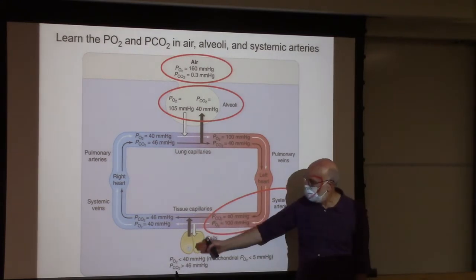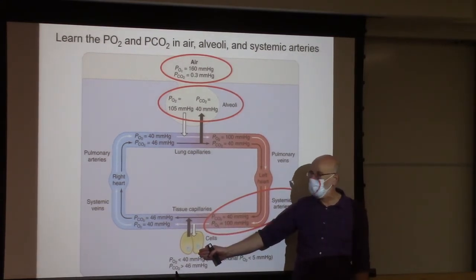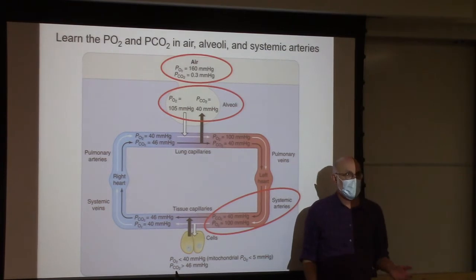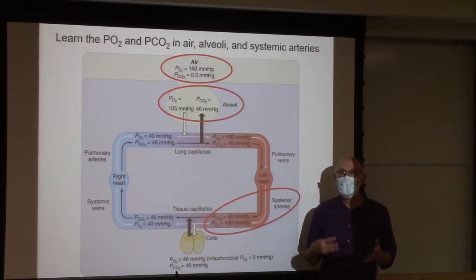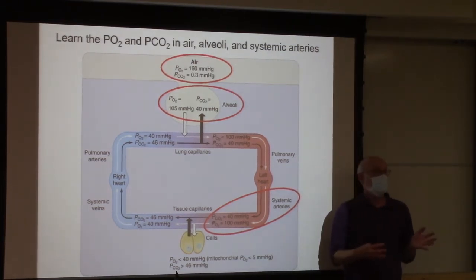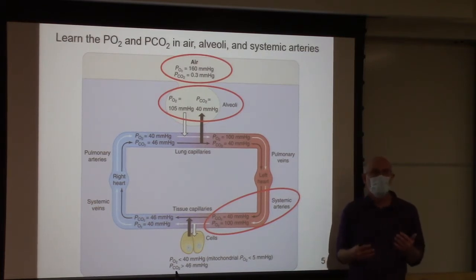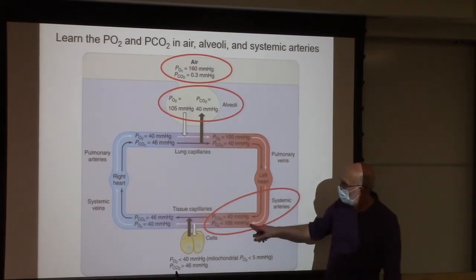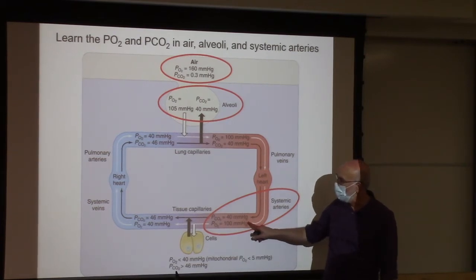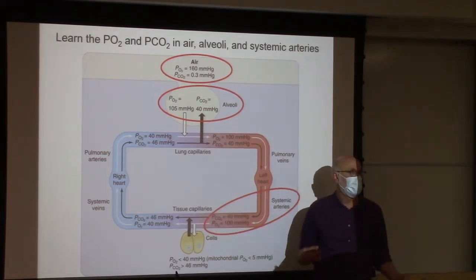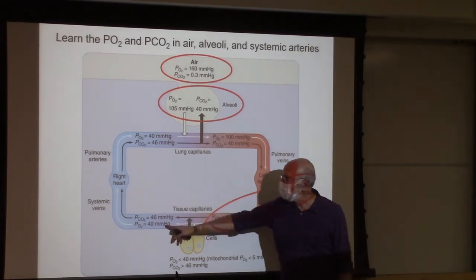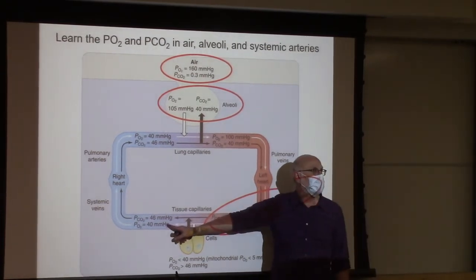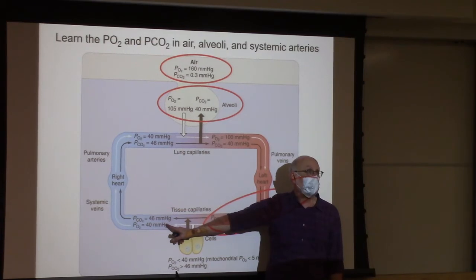The oxygen is consumed by the cells of your body, right? Oxidative phosphorylation, oxygen, the final electron acceptor. Oxygen is reduced to water in the final step of the electron transport chain in the process of making ATP. So oxygen goes from 100 millimeters of mercury before the capillaries of the metabolically active tissues and drops to 40, because it's being consumed by the metabolically active tissues in oxidative respiration.